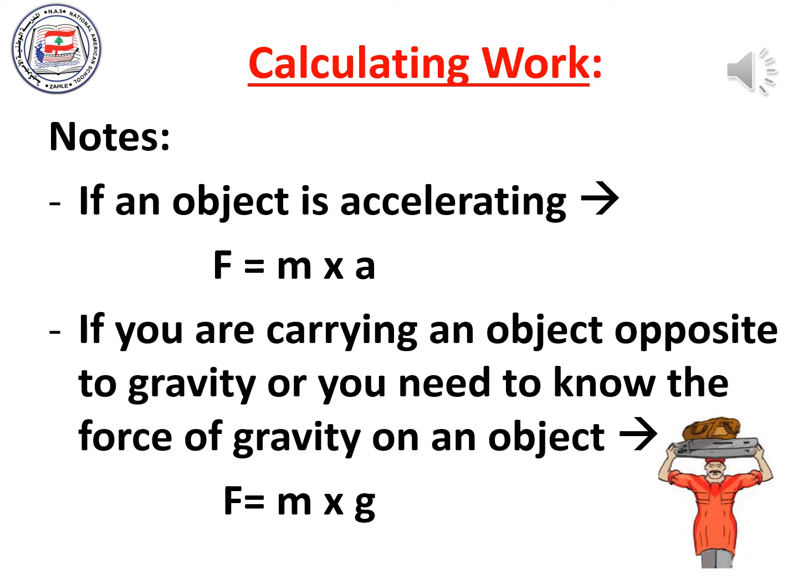Also, if you need to know the work done by gravity, or the work of a person that is carrying an object opposite to gravity, like in the figure you see in front of you to the right, you calculate force by multiplying mass times g, which is the acceleration due to gravity, which is usually 9.8 unless it is stated otherwise. So if they ask you to find the work done by gravity or the work done by a person that is carrying anything upwards opposite to the force of gravity, you calculate force by multiplying mass times g.